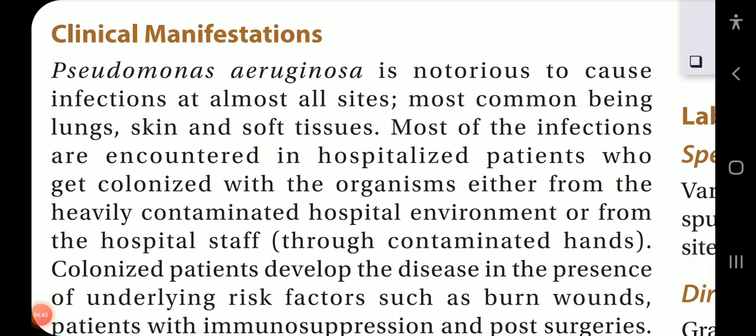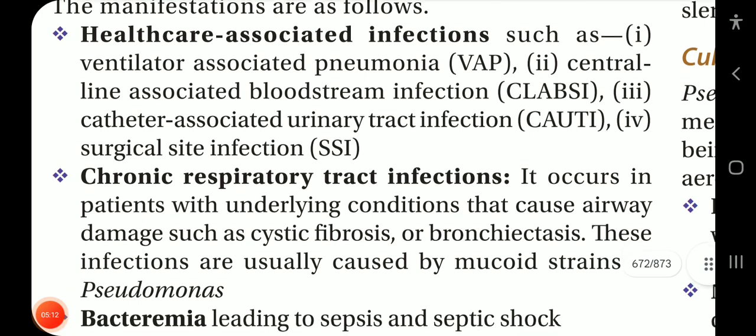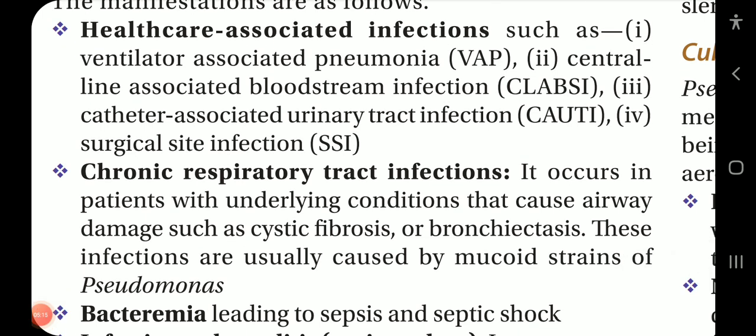Now the clinical manifestations. Pseudomonas aeruginosa is notorious for causing infections at almost all sites, the most common being lungs, skin, and soft tissues. Most of the infections are encountered in hospitalized patients who get colonized with the organism either from the heavily contaminated hospital environment or from hospital staff through contaminated hands. Colonized patients develop the disease in the presence of underlying risk factors such as burn wounds, immunosuppression, and post surgeries. The manifestations are as follows: healthcare associated infections such as ventilator associated pneumonia (VAP), central line associated bloodstream infection (CLABSI), catheter associated urinary tract infection (CAUTI), and surgical site infection (SSI).